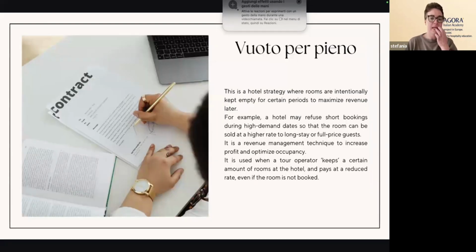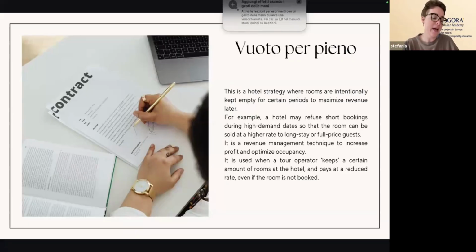Vuoto per pieno is another hotel strategy where rooms are intentionally kept empty for certain periods. It is a similar but different contract from the allotment. When a big tour operator contracts to keep 80% of the hotel's rooms, and they are paying for all their rooms even if they are not booked, but at a very discounted rate. What is the advantage for the hotel?